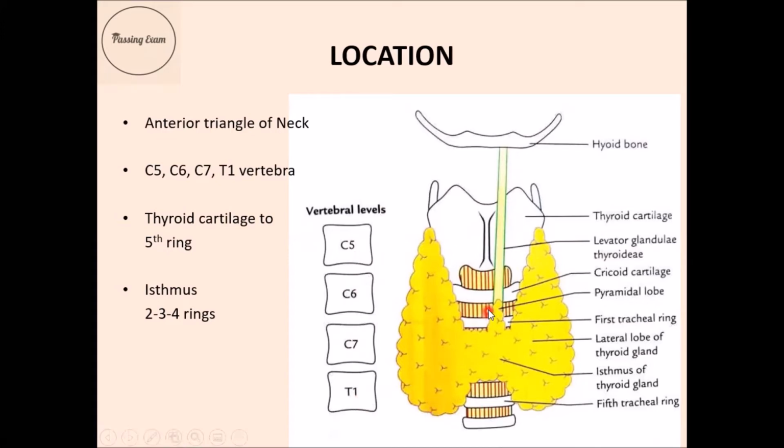Regarding the tracheal rings, thyroid extends from the middle of the thyroid cartilage up to the fifth or sixth tracheal ring, and the isthmus is lying against the second, third, and fourth tracheal ring, and there is a pyramidal extension which may extend up to the thyroid cartilage.